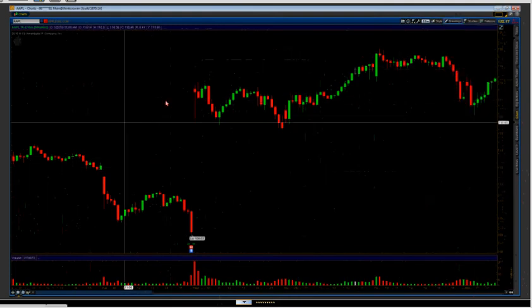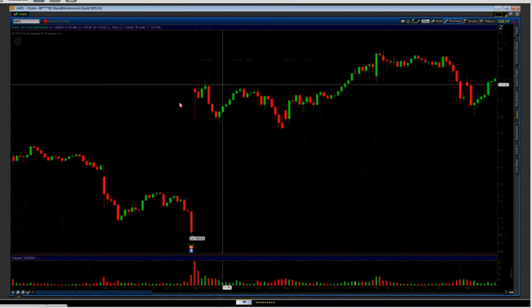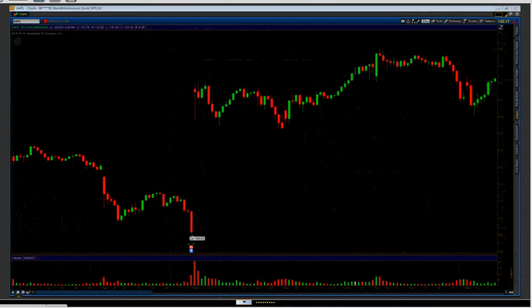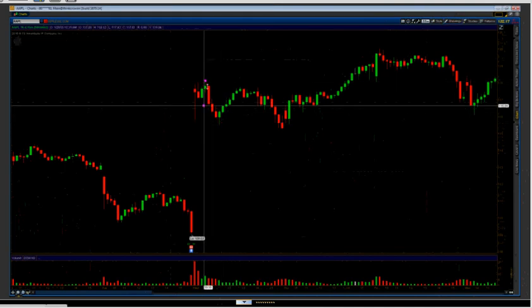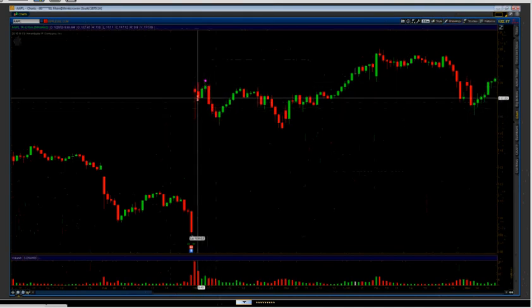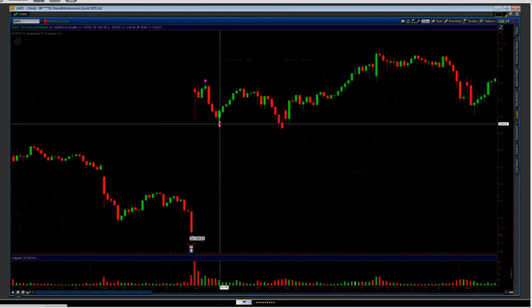Now, I can't zoom back any further, so we can obviously see what the chart did here. And I'm just going to go to a point after the earnings. And the reason I wouldn't have done calls here is because after the gap up, it made a lower low.